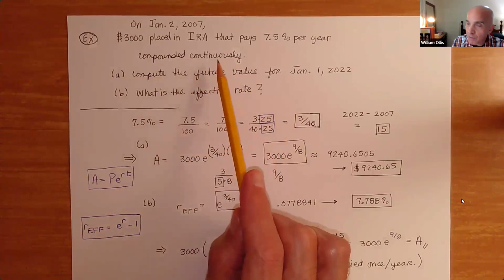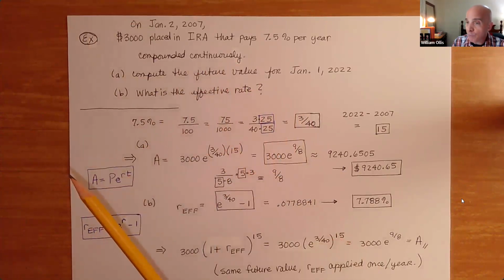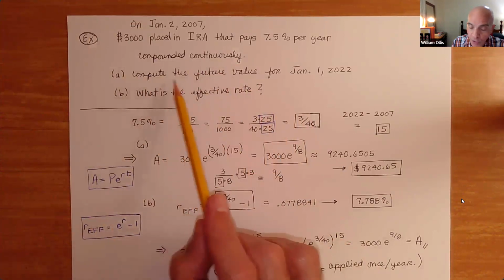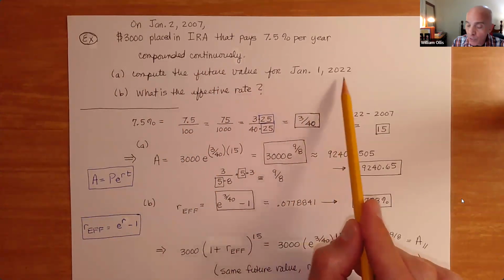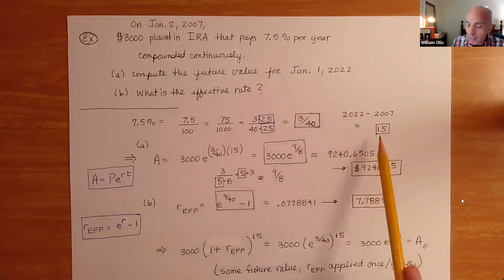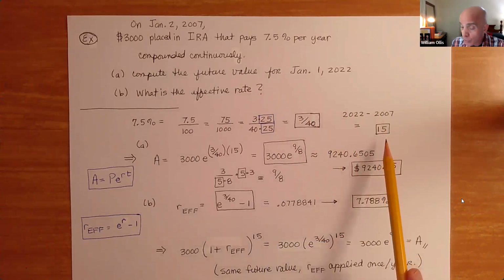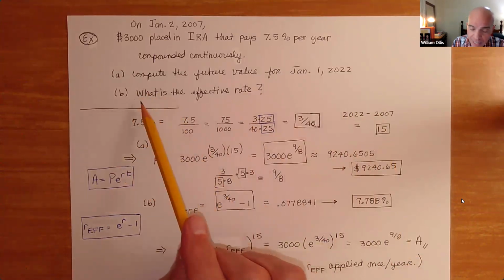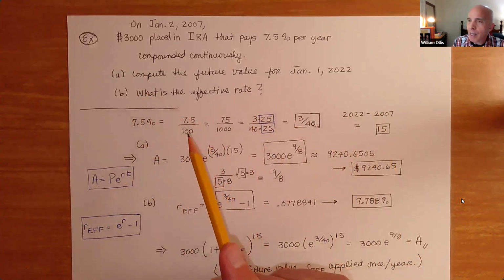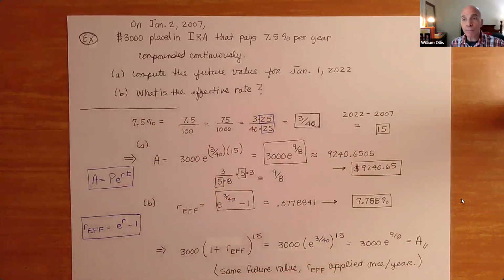So now we know we have continuous interest, which is the Pert formula. And then we're asked to compute the future value for January 1st, 2022. So basically, as you see here, into the future 15 years, what will be the accrued amount? What will be the future value of our investment? And then B says, what is the effective rate? Again, what we want to do is to compute the corresponding simple interest rate for this continuous compounding. And again, that can be a very efficient way to understand what's going on arithmetically.